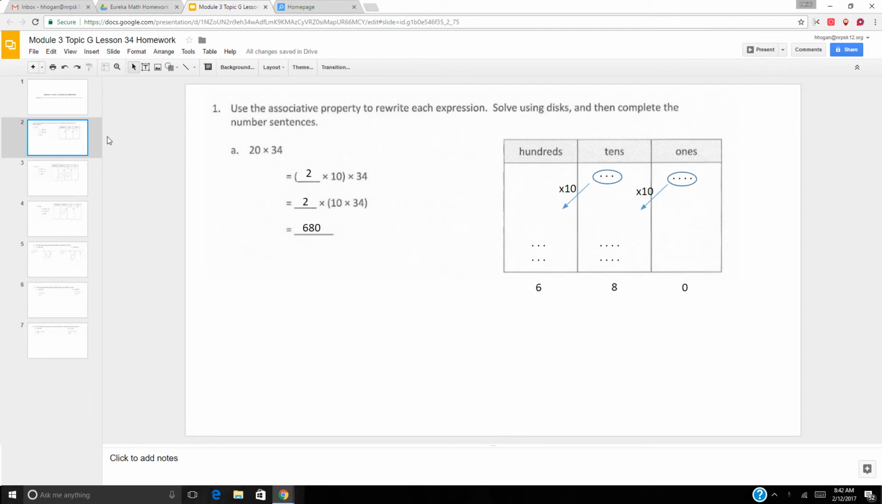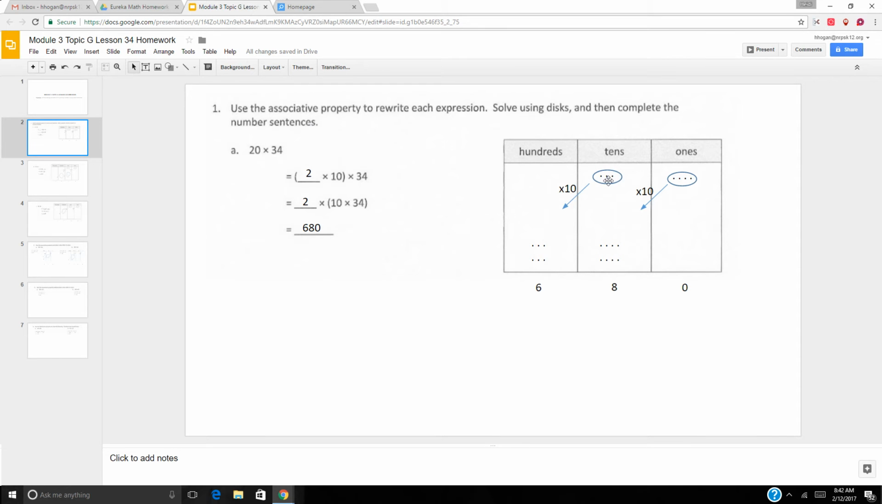Let's get started. We're going to use the associative property, how numbers are associated with each other. We can pair up numbers using parentheses, and then we can move the parentheses. So we have 20 times 34, and 20 can be changed to 2 times 10. And that's 2 times 10 times 34. If we move the parentheses and pair up 10 and 34, it's 10 times 34 times 2. So that's what we're going to do.